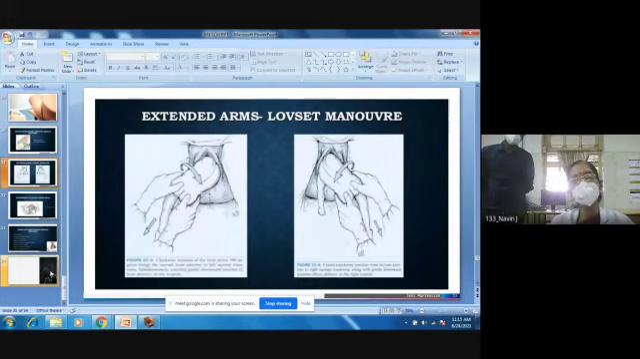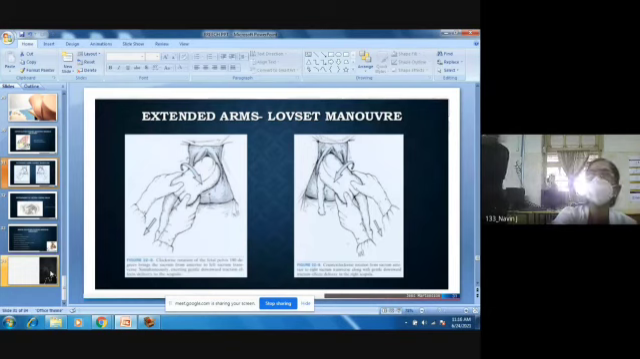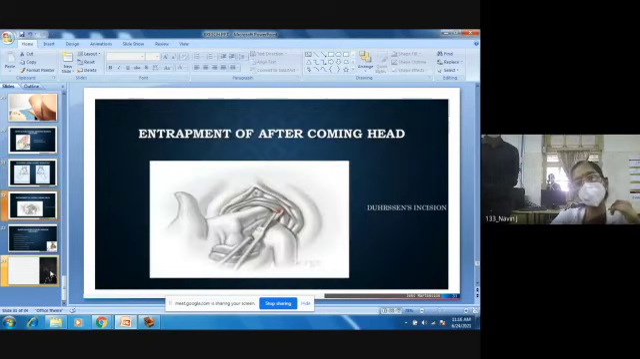Now for extended arms, I already told you the Lovset's maneuver. The principle of Lovset's maneuver is that the posterior shoulder, in the curve of the sacrum, is always at a lower level when compared to the anterior shoulder, which is behind the symphysis pubis. This is due to the inclination of the mother's pelvis. So when you have difficulty in delivering the extended arms, you rotate the baby through 180 degrees so that the posterior arm will come anteriorly and present below the pubic arch, and you can hook out the arm. Again, rotate the baby through another 180 degrees and deliver the other arm. That's called the Lovset's maneuver.